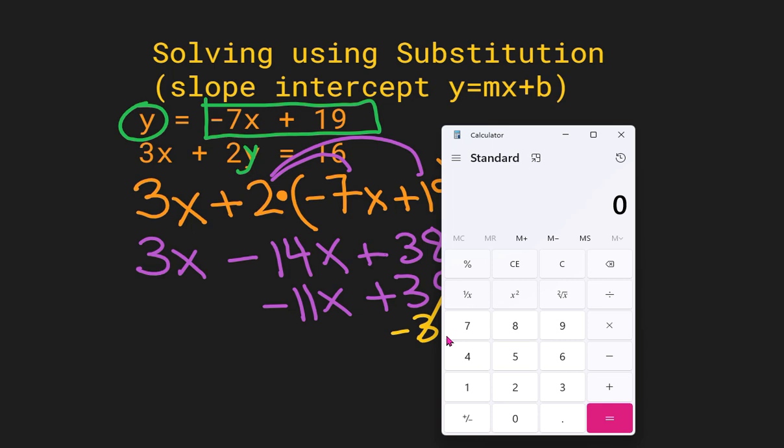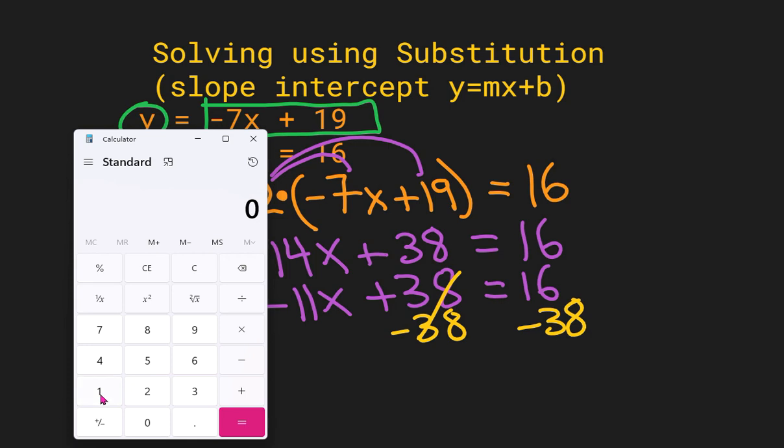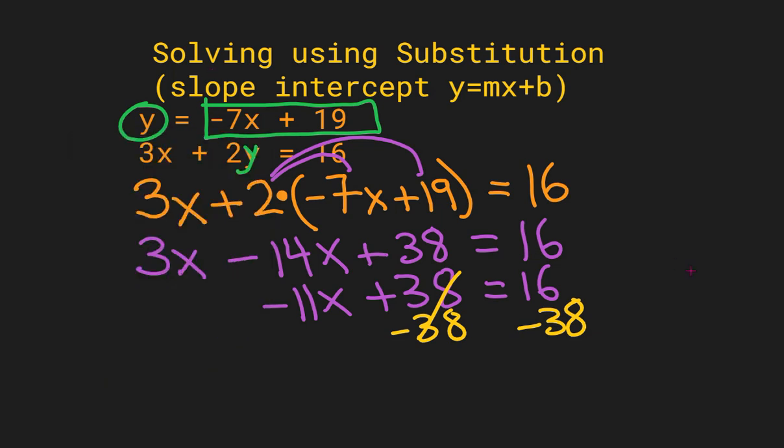Okay, so I'm busting out my calculator because I don't feel like doing 16 minus 38 in my head. Ah, negative 22. Very convenient. Okay. And here I have my negative 11x equals negative 22. A small number minus a bigger number is going to give you a negative number.